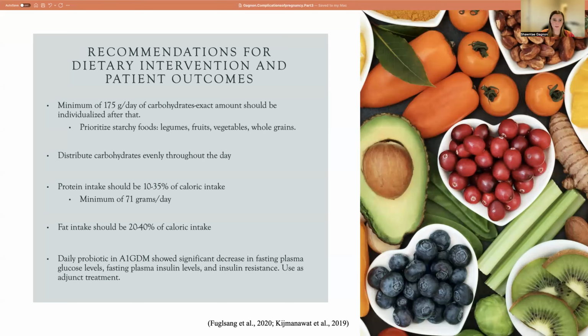So if you're unfamiliar with this, there's tons of resources online on how to calculate somebody's daily caloric needs, and then just simple math to divide that by 33 to 40% for carbohydrates. Prioritize starchy foods, legumes, fruits, vegetables, whole grains, fiber, because these take more time and energy to digest, so they don't spike blood sugar as high or as quickly as simple sugars like fruits, candies, or juices do.